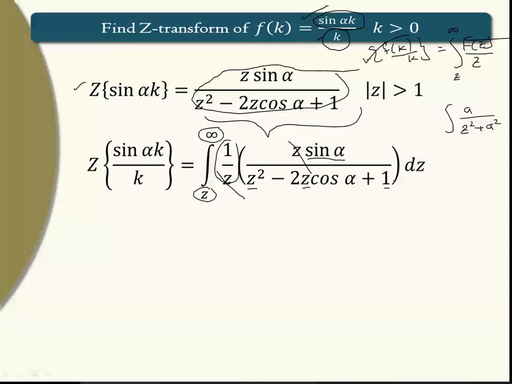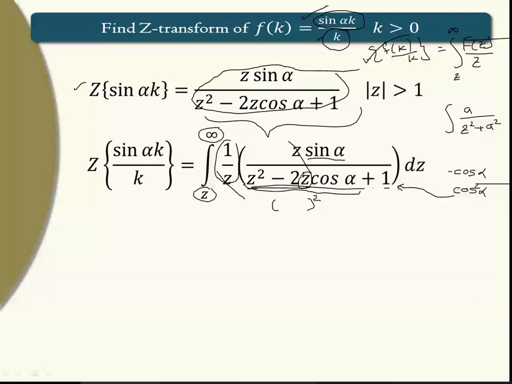Whenever we have such type of term, z square and single z term and some constant term, try to make this a perfect square. Try to adjust the third term such that all this can be written as square of some term. And how to do that? Whatever coefficient of z is there, divide it by 2. So if we divide minus 2 cos alpha by 2, we get minus cos alpha. And take square of that. Square of this will be cos square alpha. And adjust this term over here.